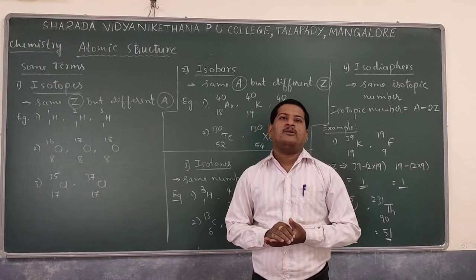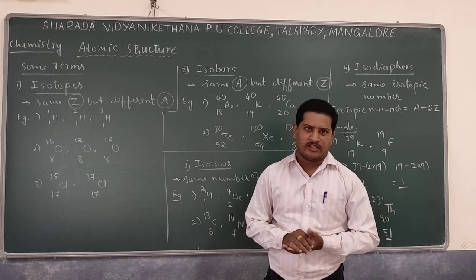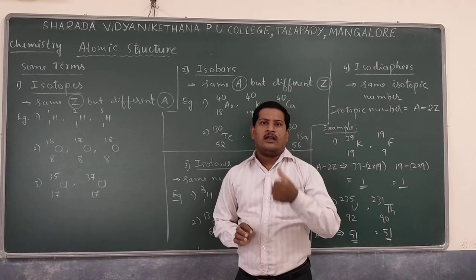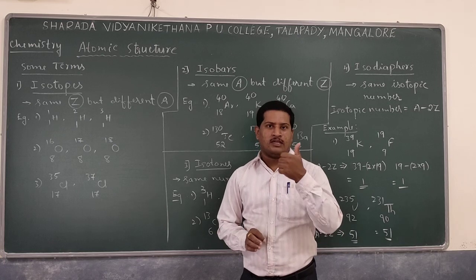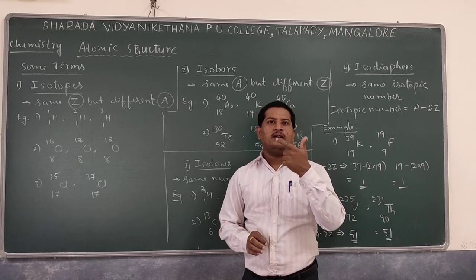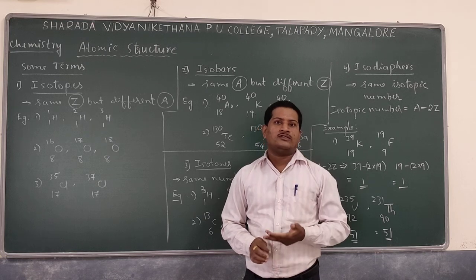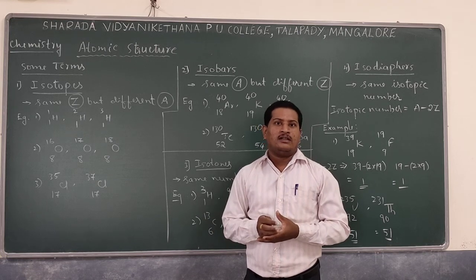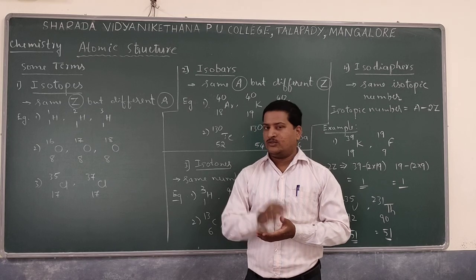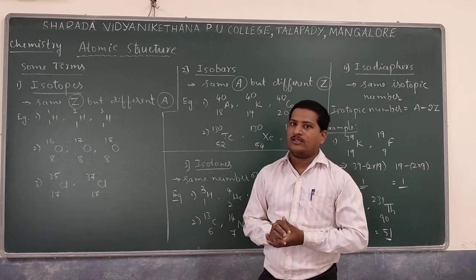Let us see some important terms present in atomic structure. The first is isotopes, next isobars, after that isodiaphers, after that we can say isotones, isosters, and isoelectronic species. So these are the important terms or terminology one can find.